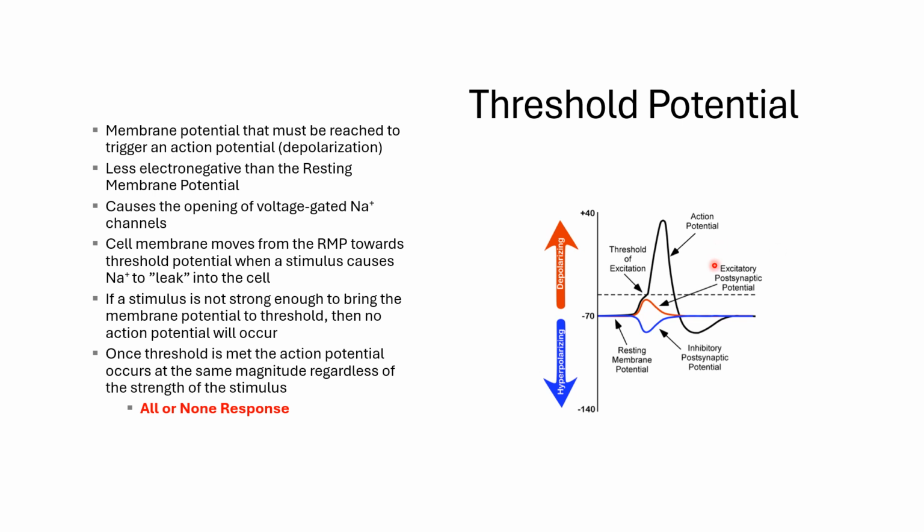However, if you have a lot of excitatory postsynaptic potentials, these can summate and you may hit the threshold level of excitation. And once threshold has been met, the action potential will form.